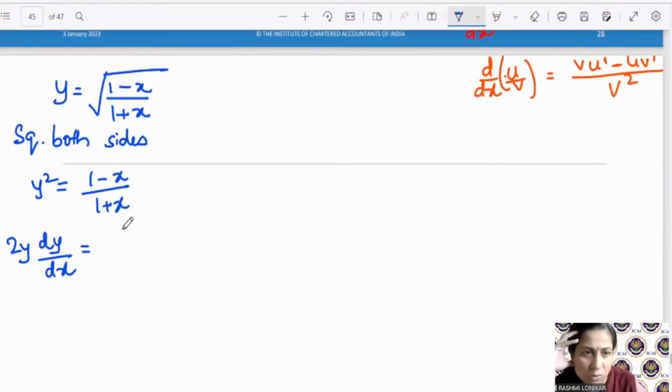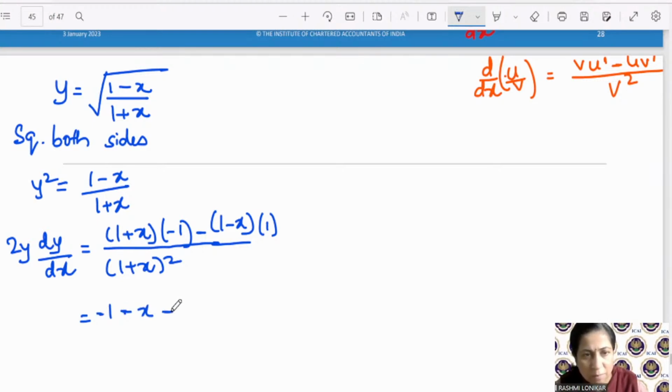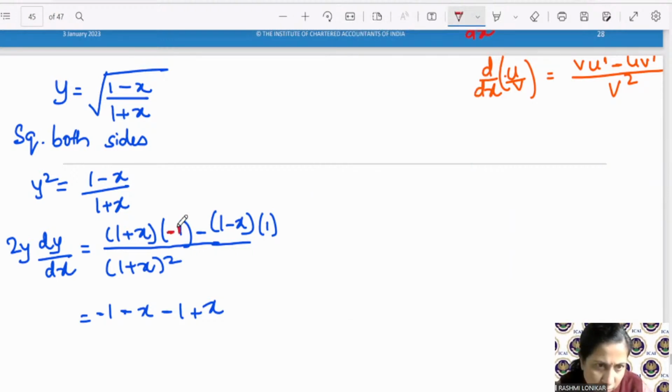So this becomes is equal to 1 upon 1 plus x the whole square, and v is 1 plus x. What is the derivative of 1 minus x? It is minus 1. Minus 1 minus x. What is the derivative of 1 plus x? It is equal to plus 1. Okay. So this is equal to 1 into minus 1 minus x, minus 1 plus x. Okay. Here you just have to be careful with this minus 1.